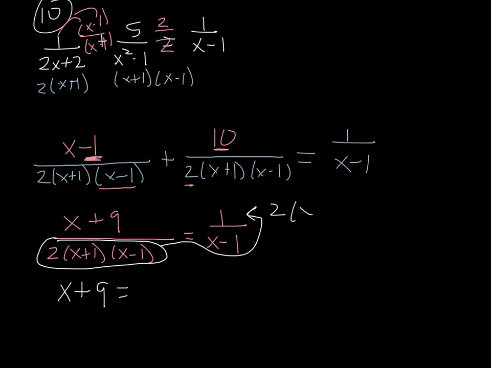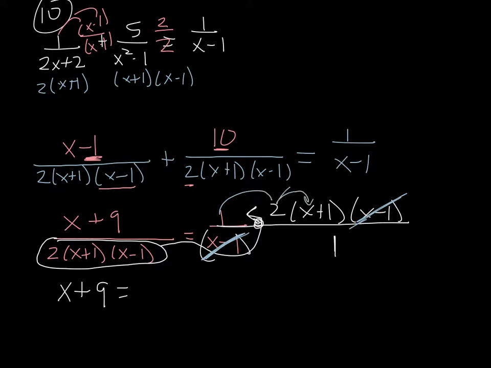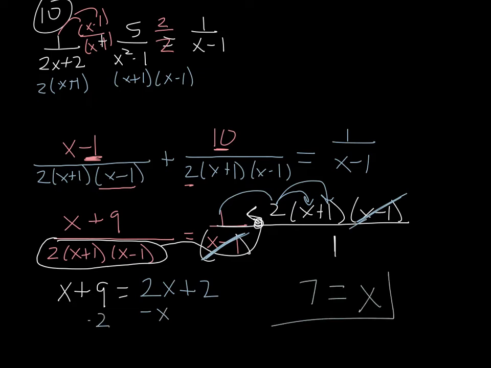If I multiply this over, look at here. This is like over 1, because it would be all multiplying, so it's like one big old fraction. This x minus 1 will cancel with this x minus 1. So what I really have left is this 1 times this will just be the same thing. So now I'm going to distribute this 2 back in. So this would be 2x plus 2. Subtract my x, subtract my 2. I get 7 is equal to x for question number 10.